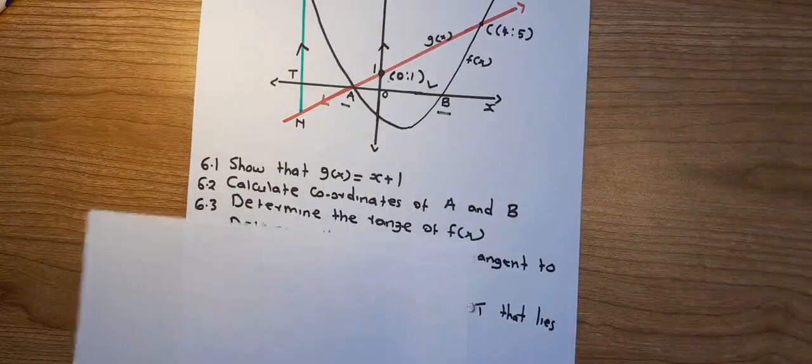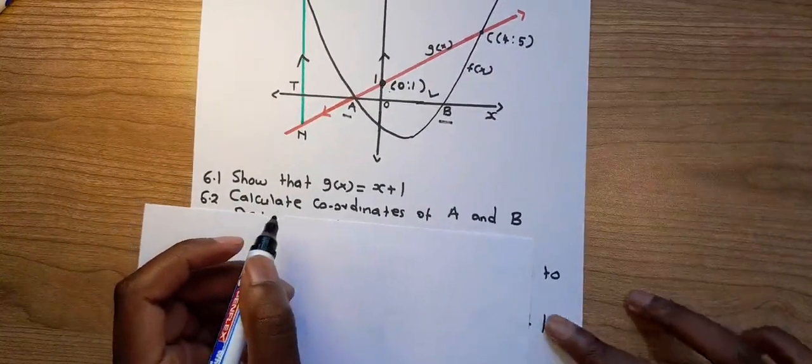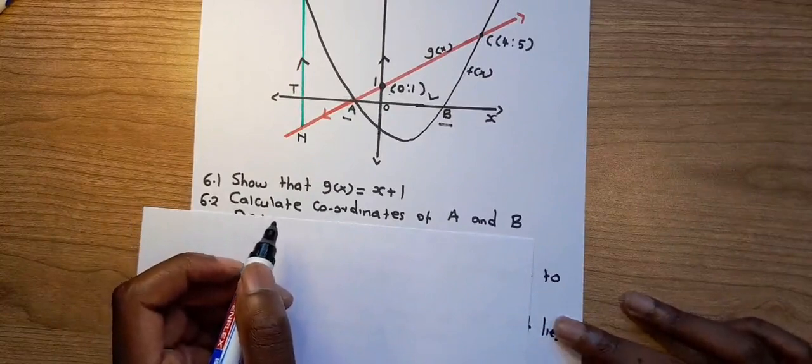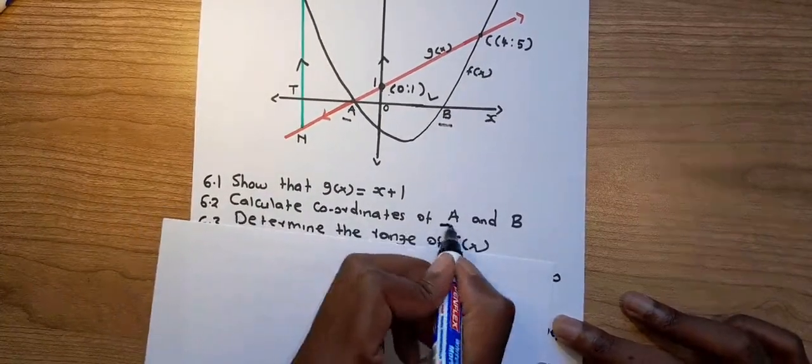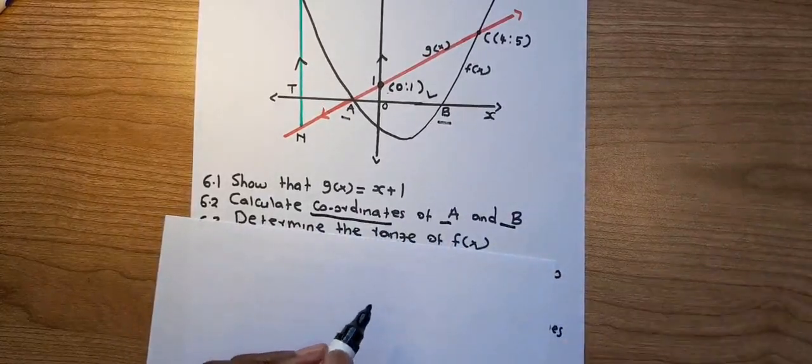Okay. Now let's actually go to this one. Calculate the coordinates of A and B. By the way, a lot of people make a mistake. We are calculating the coordinates of A and B. We are not calculating the x values of A and B.